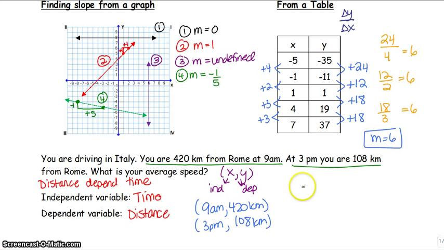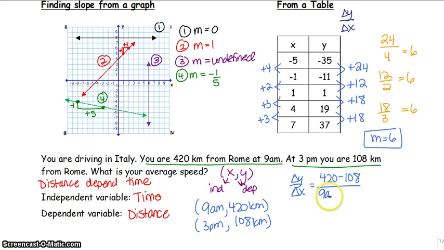So if we're going to find our slope or our rate of change, our speed, we want our change in y over our change in x. And y in this case is our distance. So we're going to find our change in distance, 420 minus 108. And then our change in x, our change in time.